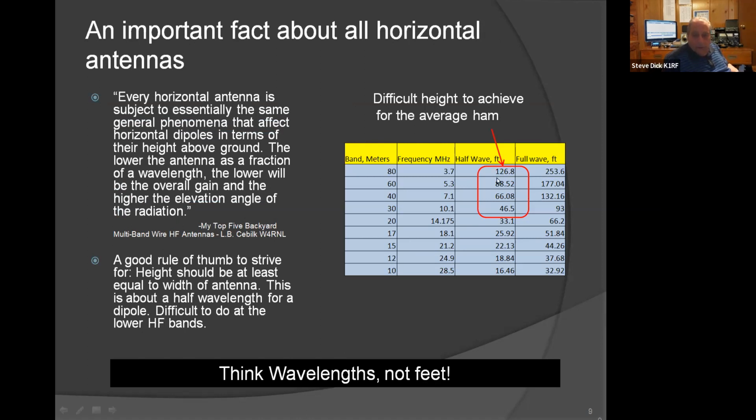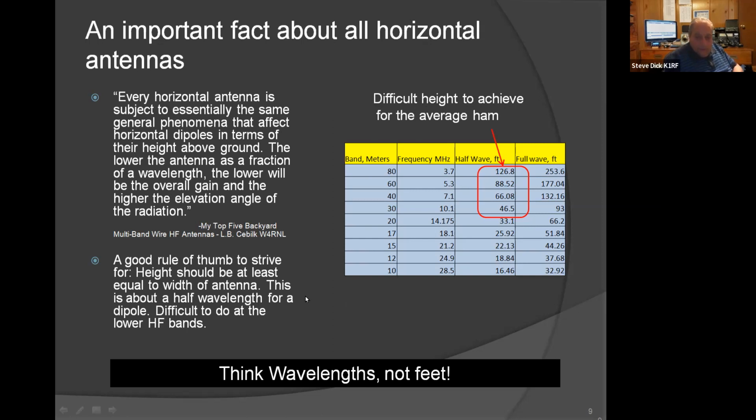If you look at the half wave height for 80, 60, 40, and 30, those things are unmanageable for the average ham. Even 30 meters, the half wave is about 46.5 feet high. Very difficult to do for most hams. So you've got to do the best you can.